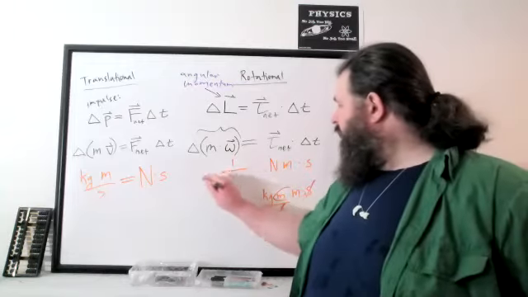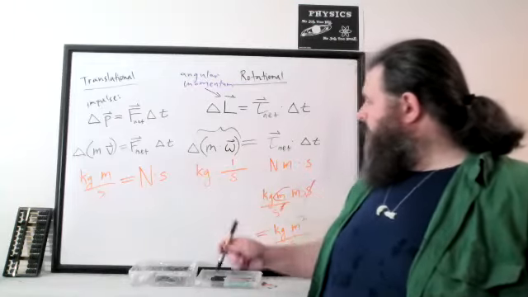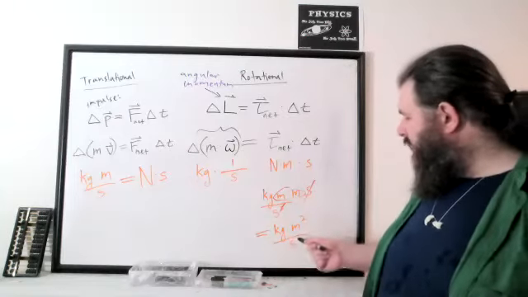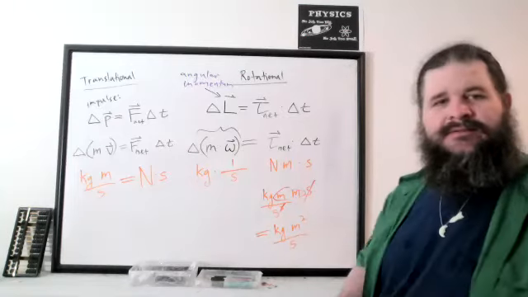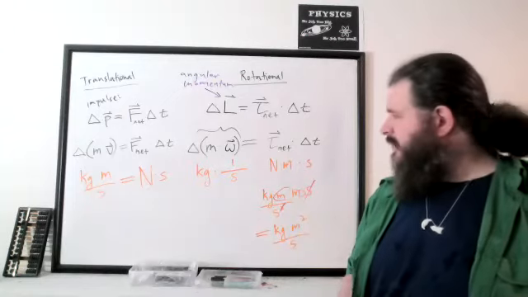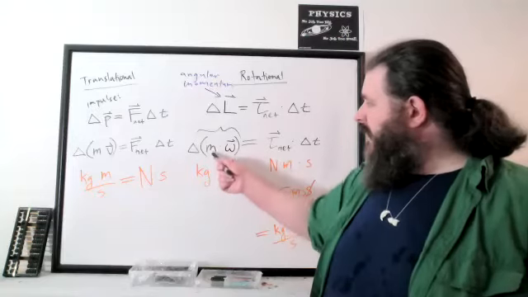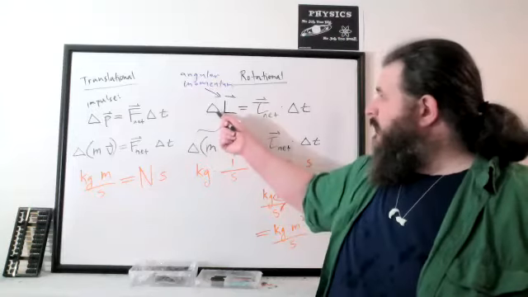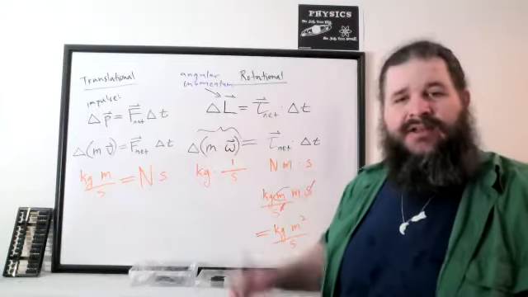And then mass would be in kilograms. So kilograms times 1 over seconds, does that give us the correct units of measurement? No, we are missing something. So mass alone is not enough here. Angular momentum is not just mass times angular velocity.